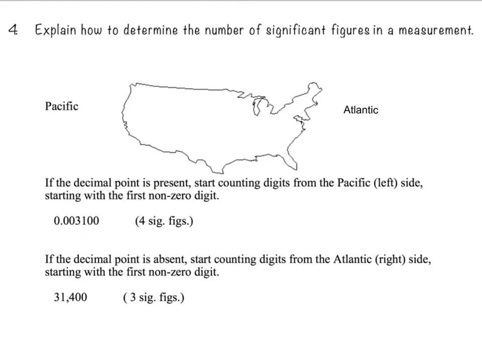This one has 4 sig figs. In the second one, you will notice the decimal point is absent. There is no decimal point here, so we must use the Atlantic rule. Atlantic and absent both start with A. We're going to start from the right-hand side and move back left. So we're going to start counting when we hit the first non-zero. Okay, nothing, nothing. The 4 is the first one, and the 1 and the 3 also count. We have 3 sig figs in this example.